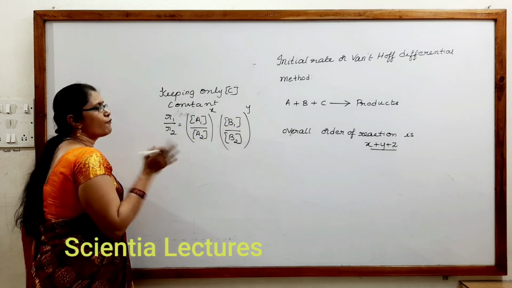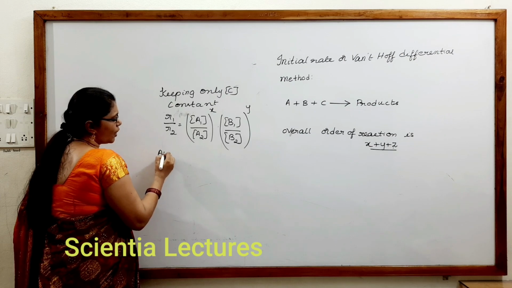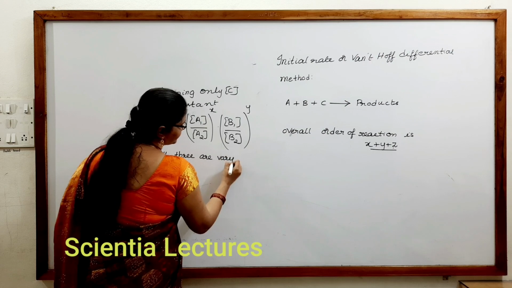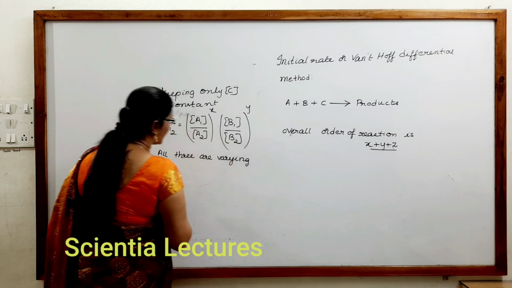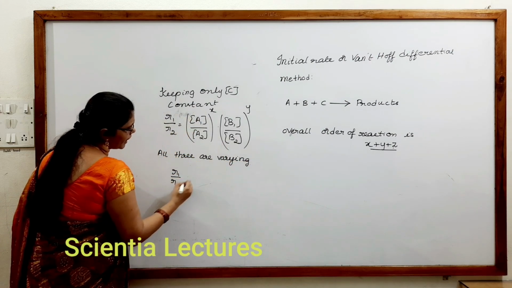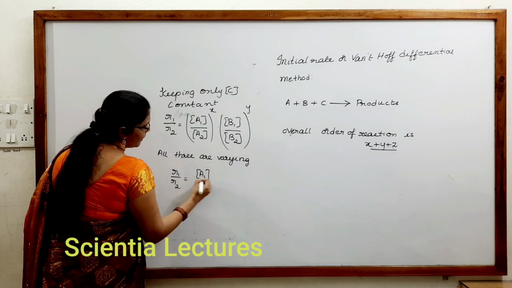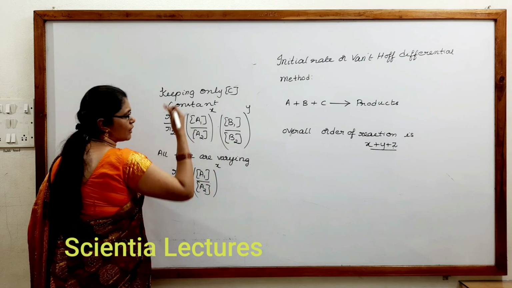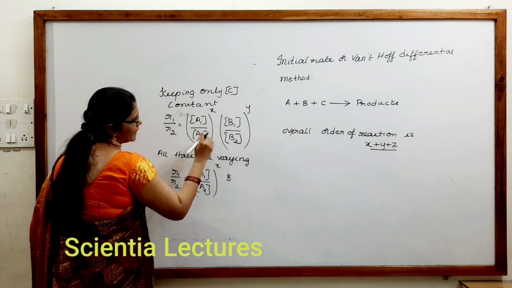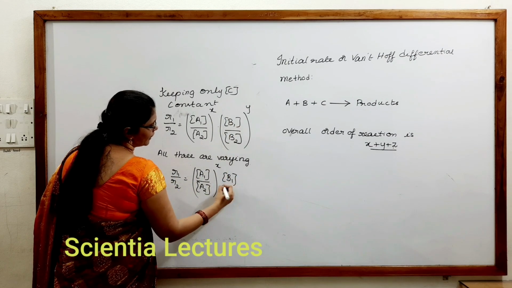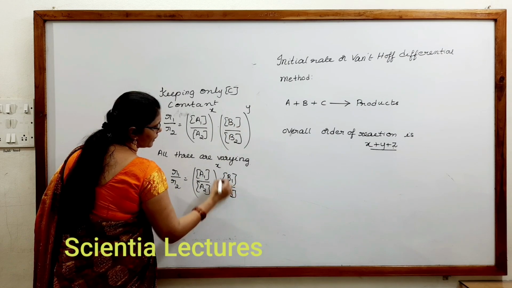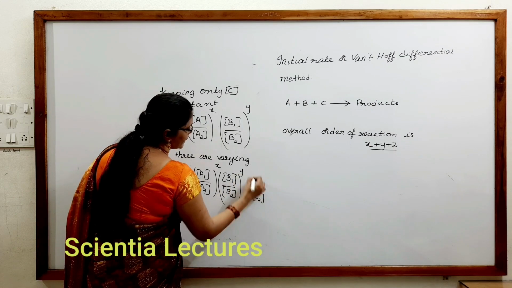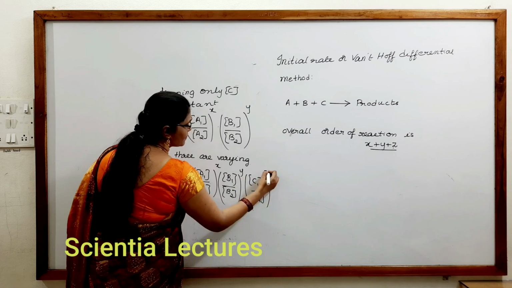Suppose already you have found X and Y. In case all three concentrations are varying, then you can write R1 by R2 equals A1 by A2 to the power of X. From the first step you should have found X. Then using the second step you should have found Y, since the information will be given in the tabular column that way, to the power of Y, and only Z is left to find out. You can use all the three. Sometimes it may be given like that.